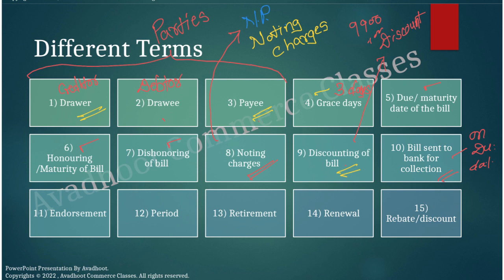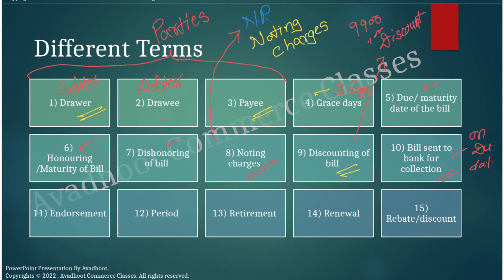When a person is not in a position to collect the amount on the due date, the maturity date, from the drawee, then in that case he sends the bill to the bank for collection. On the maturity date, the bank goes to the drawee, collects the amount, and gives it to that particular person. For that, obviously, the bank charges a certain amount as bank charges. That is called bill sent to bank for collection.